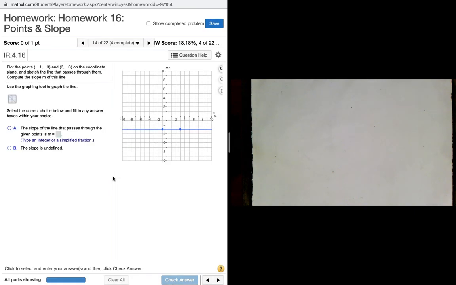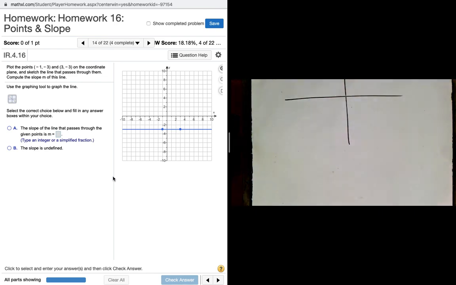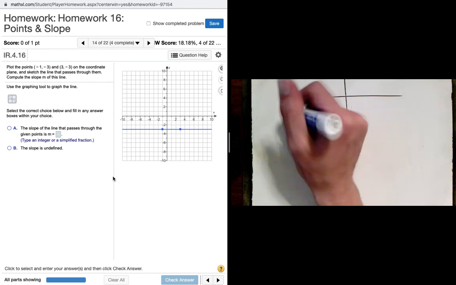For this one, they want to know the slope of the line. And this one's kind of interesting. Let's talk about this. What is the slope of a line that's horizontal?